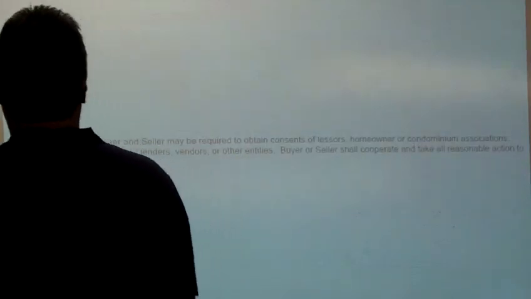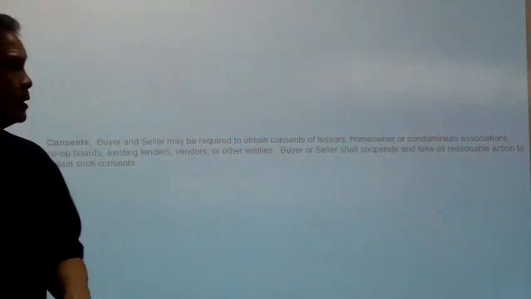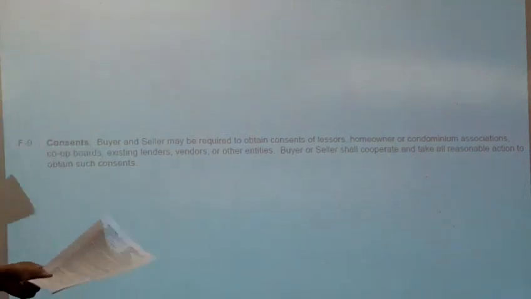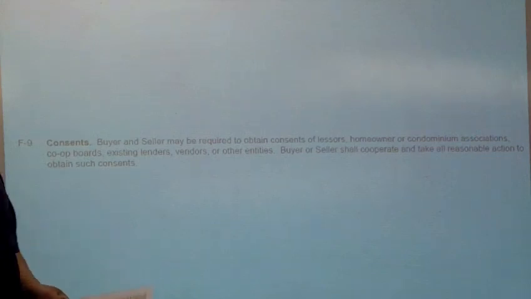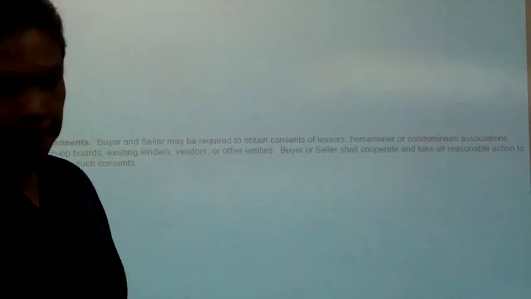F9, consents. Buyer and seller may be required to obtain consents from lessors to make the conveyance of the property. So they have to register with lessors, get lessor consents, and homeowner or condominium or co-op consents. And this is just saying that buyer and seller agree to cooperate and take all reasonable actions necessary to get those consents done.